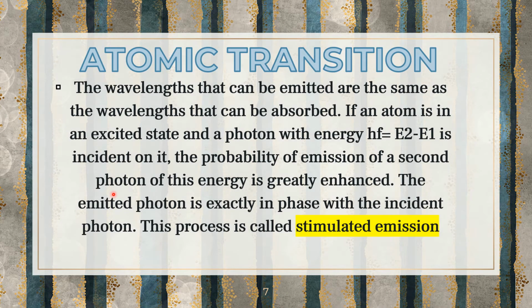Third is the stimulated emission. So the wavelengths that can be emitted are the same as the wavelengths that can be absorbed. If an atom is in an excited state and a photon with energy such as hf equals E2 minus E1 is incident on it, the probability of emission of a second photon of this energy is greatly enhanced, so the emitted photon is exactly in phase with the incident photon. So this process is called stimulated emission.